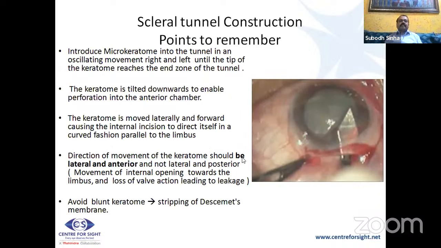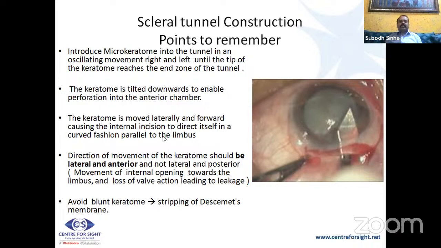So once you have done the corneoscleral dissection, then you have to introduce the keratome. While introducing the keratome, you have to be careful. For beginners, if you want to be extra safe, you can put some visco inside this dissection so that the entry of the keratome is easy. Once you have reached the anterior end of the tunnel, then you have to change the direction of the blade so that you can see a dimple on the cornea, and then you can enter into the anterior chamber.